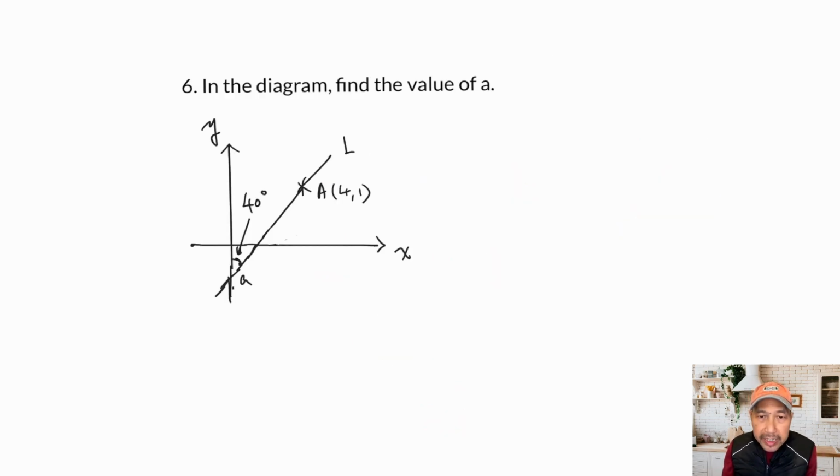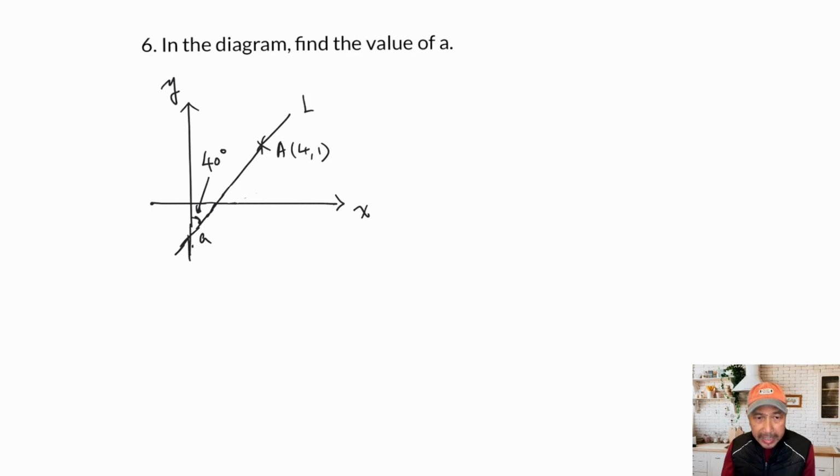Question 6 says, in the diagram, find the value of a. There are several things that appear in the diagram. The first one is the 40 degree angle. This angle is 40. This angle should be 50. And then the vertical opposite angle is 50. So the first thing is the inclination is equal to 50 degrees.